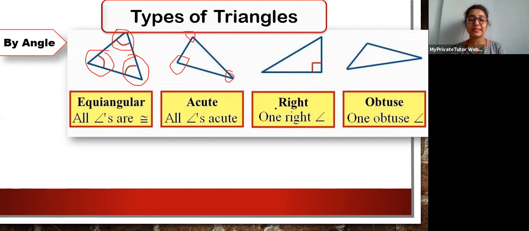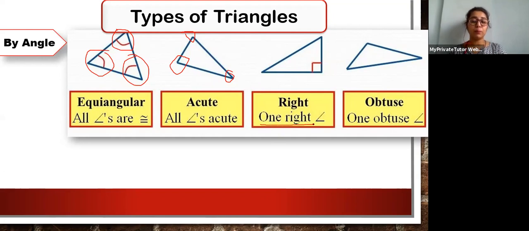Next we have the right angle triangle. So what is a right angle? An angle with 90 degree is called a right angle. So what will be a right angle triangle? A triangle having a 90 degree angle in it is considered to be a right angle triangle. One of the angles will be 90 degree.